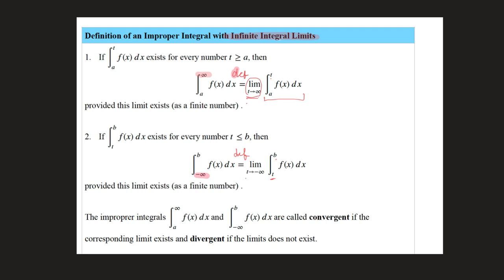An improper integral is convergent, meaning its limit converges. It is divergent, meaning its limit diverges. In the next couple of slides, I'm going to give specific examples of how to evaluate improper integrals.